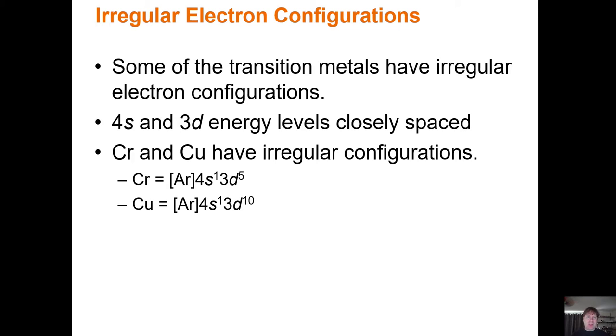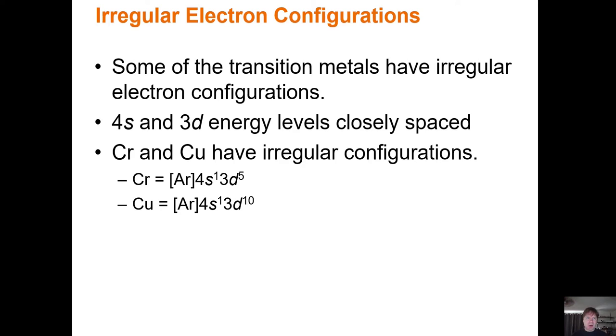There are a couple of irregularities that we'll go ahead and mention. The reason we have these irregularities is because the S and D are often closely spaced, especially 4S and 3D are close together, and then when you get to 5S and 4D, that gets even closer. We're just going to look at a couple in the 3D.